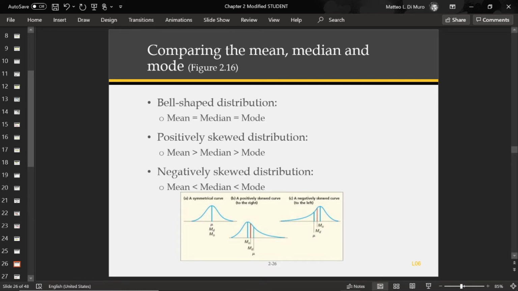So we were talking about the 3 different shapes. For a bell-shaped distribution, it means that the mean and the median and the mode are all the same. So if you look at our symmetrical bell shape, right there in the center of the distribution is the average, right, is the mean, median, and mode.